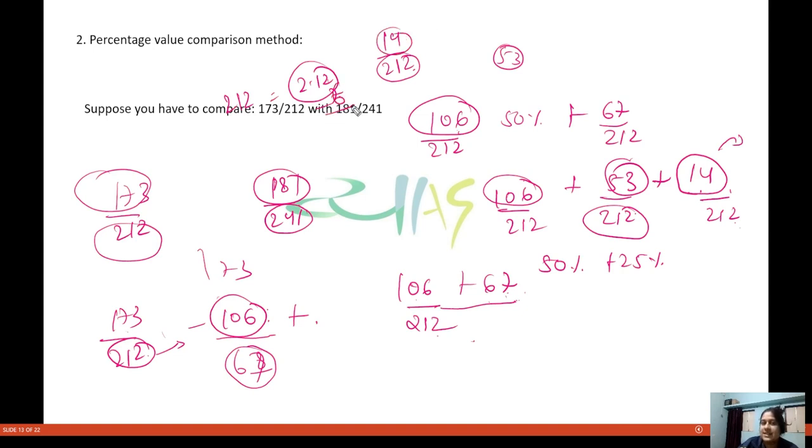This is approximately 120.5 and 60.5 is how much? This will become 181. So just 0.25 is left, and we will divide this by 241. So this is how much? This is 50%, this is 25%, and this, let us ignore, so this is coming to be 75%.